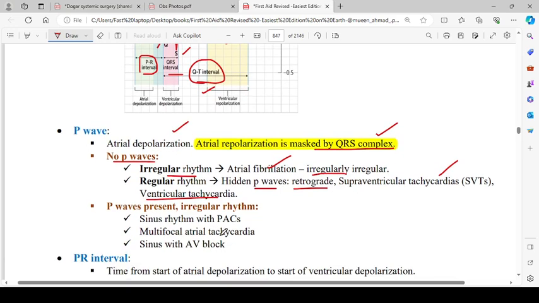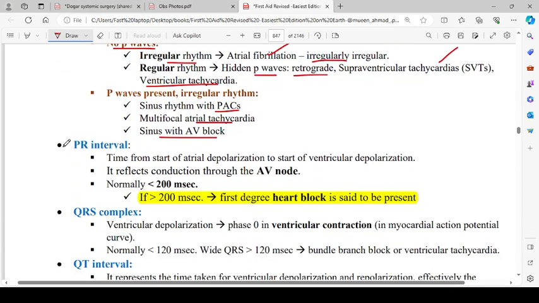Even in simple ventricular tachycardia, the P waves can be hidden in the very tachycardic ventricular rhythm. So if there are no P waves, you are supposed to look at the rhythm. If P waves are present and there are irregular rhythms, then the differentials include sinus rhythm with premature atrial contractions, multifocal atrial tachycardia, or sinus tachycardia, or sinus with AV block.